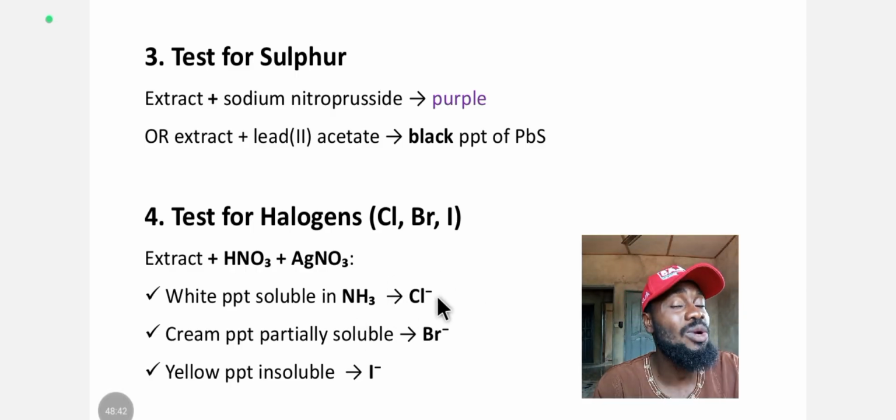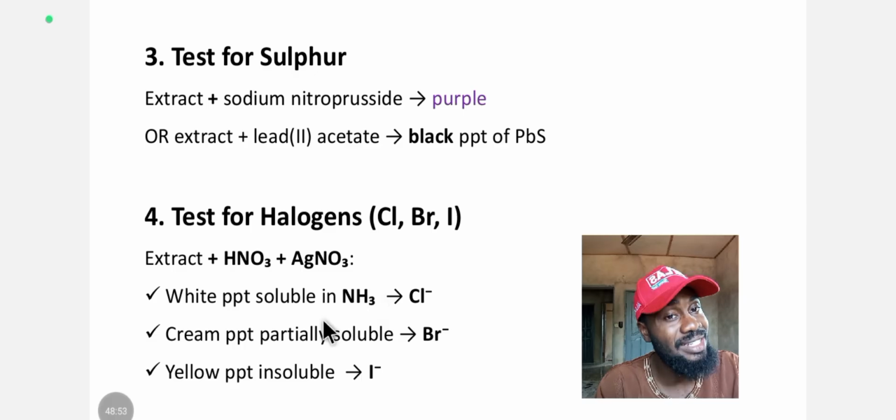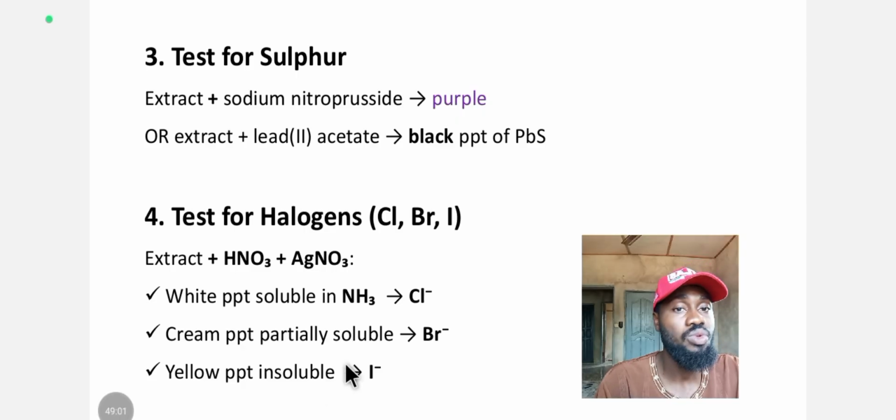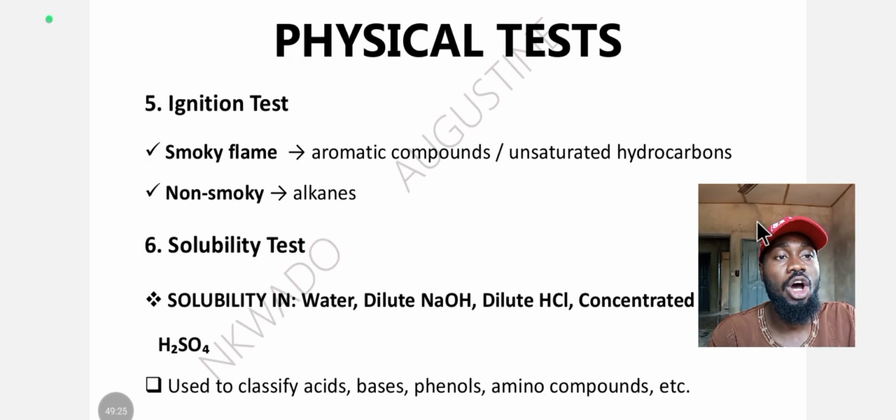For chlorine, you are going to get a white precipitate which is soluble in ammonia. For bromine ion, you get a cream precipitate partially soluble in the same ammonia. For iodine ion, you get a yellow precipitate which is insoluble in the same ammonia. So for chlorine, white precipitate; for bromine, cream precipitate; for iodine, yellow precipitate. So we are done with the Lassaigne test.